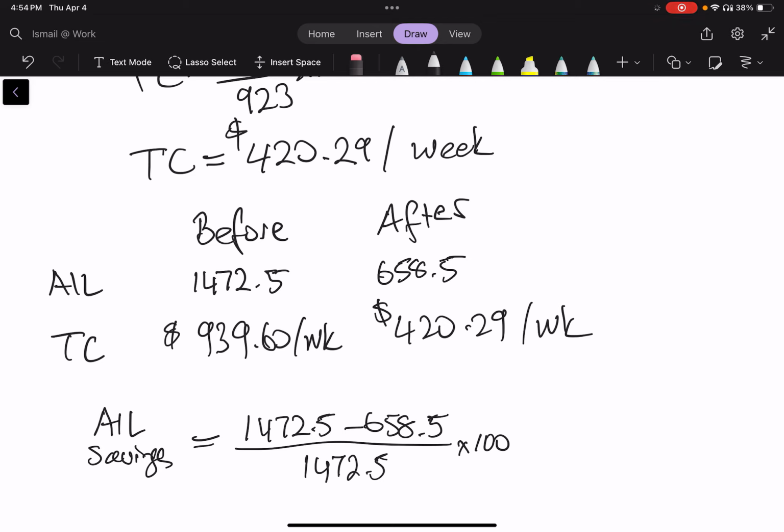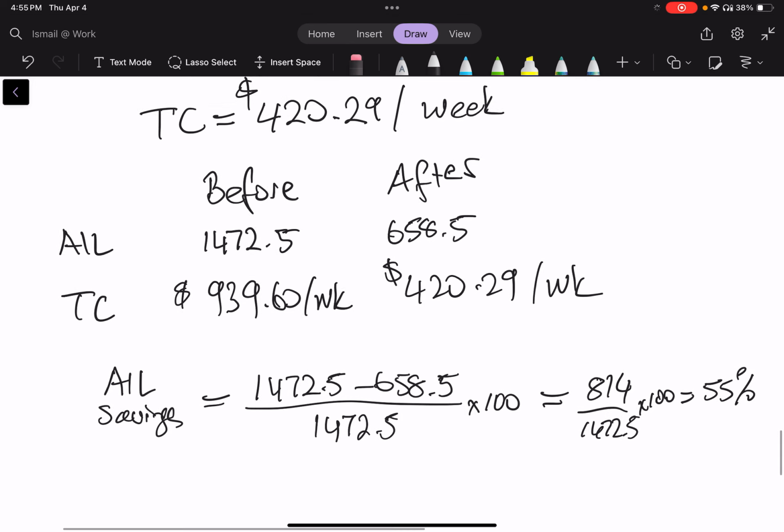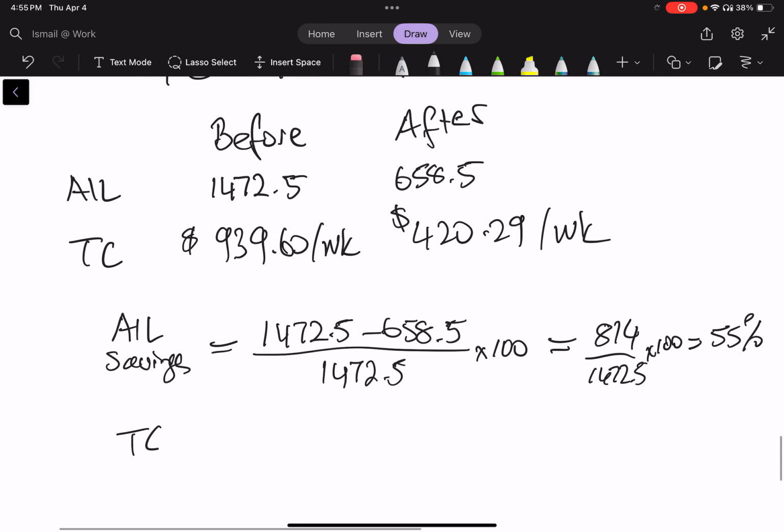All right, this would be 814 divided by 1472.5 times 100. All right, and that would be about 55%. Right. Same way, I can look at the savings from the total cost perspective.